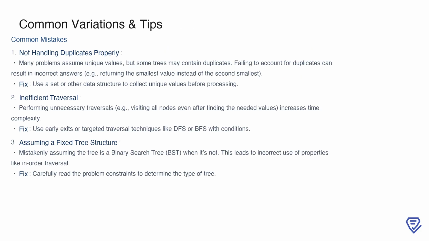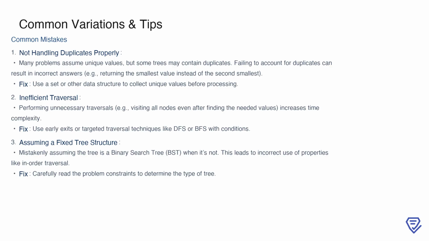When solving this problem, there are a few common mistakes to avoid. The first is not handling duplicates properly. Some trees may contain repeated values, and if you assume all values are unique, you might end up returning the smallest value instead of the second smallest. To fix this, you can use a set or another data structure to collect only unique values before processing.